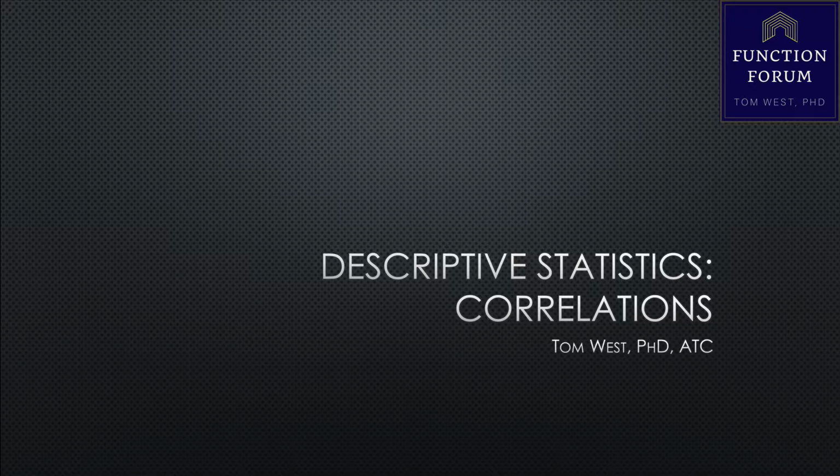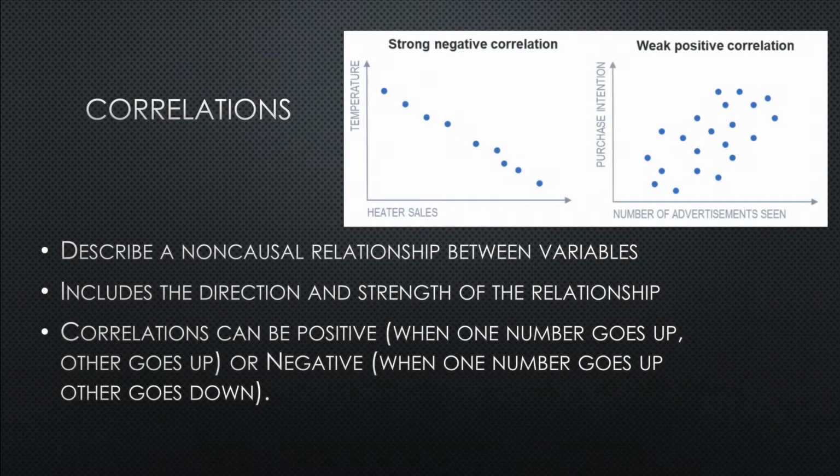They allow us to evaluate the relationship between different variables. So let's take a closer look. Correlations describe a non-causal relationship between two variables. So it isn't saying that one variable necessarily causes a change in another, but it does say that there's a relationship between them, and that therefore the one variable potentially could be utilized to predict the other variable.